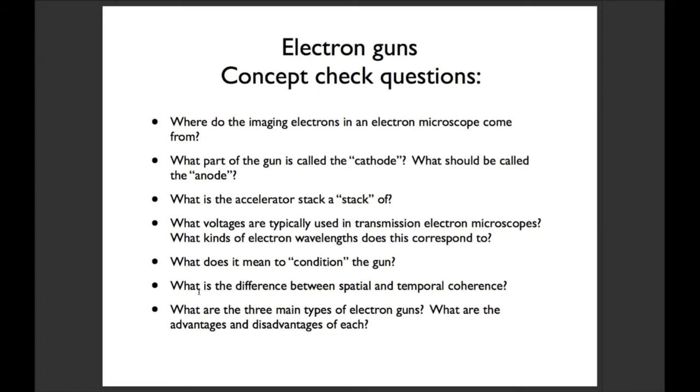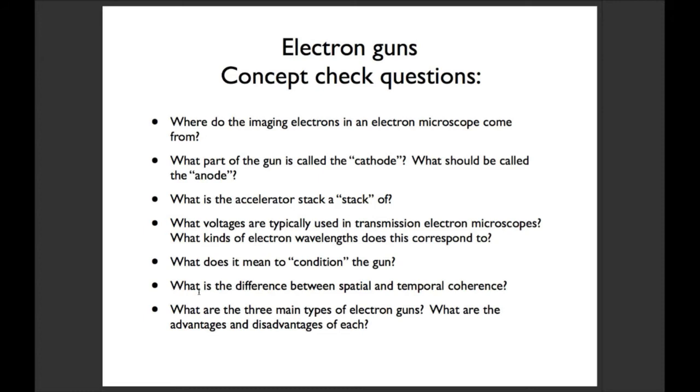What does it mean to condition the gun? It's when you run the accelerating voltage, the high tension, higher than its operating level, and so you get a kind of discharge of the system, and then you take it back down to its normal operating level. It's kind of like stabilizing the system by ramping it up a little bit. It's not something that's done regularly, at least in my experience.